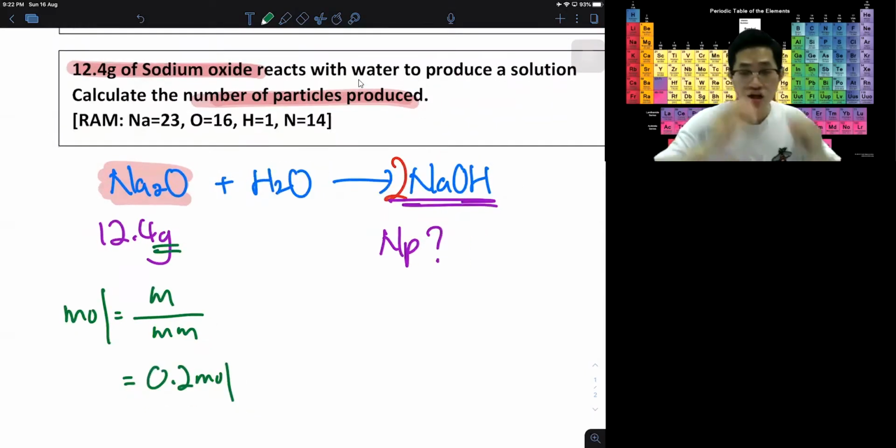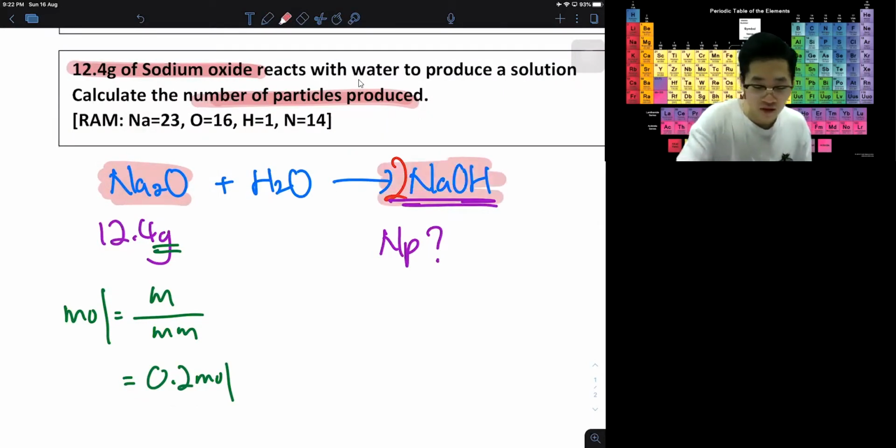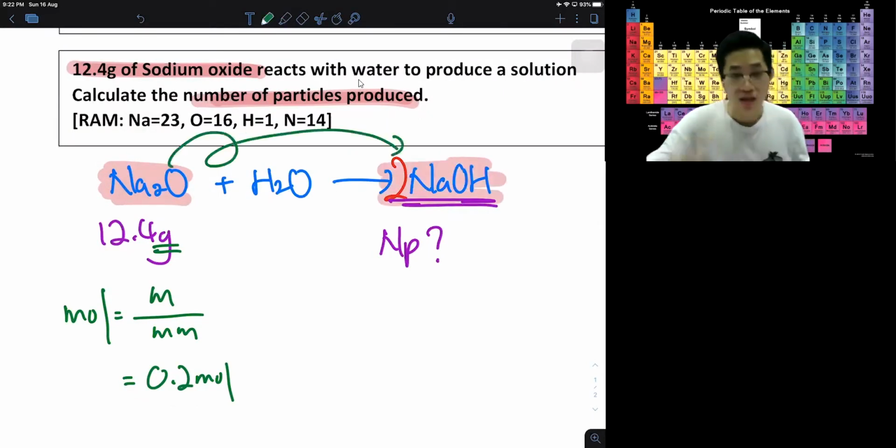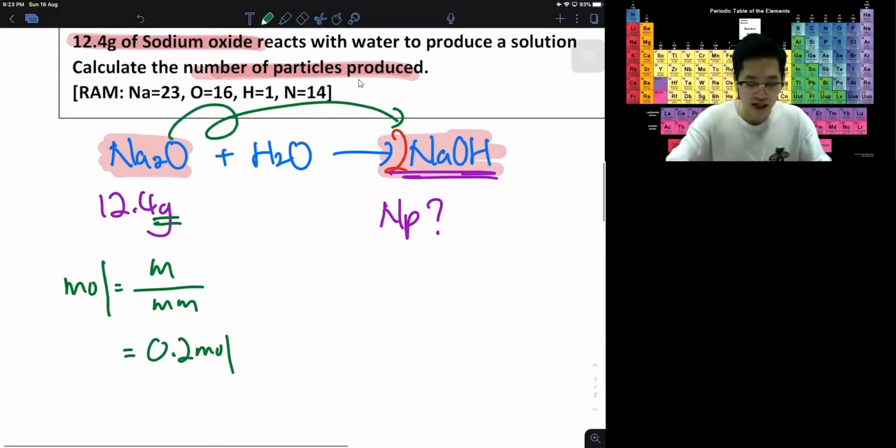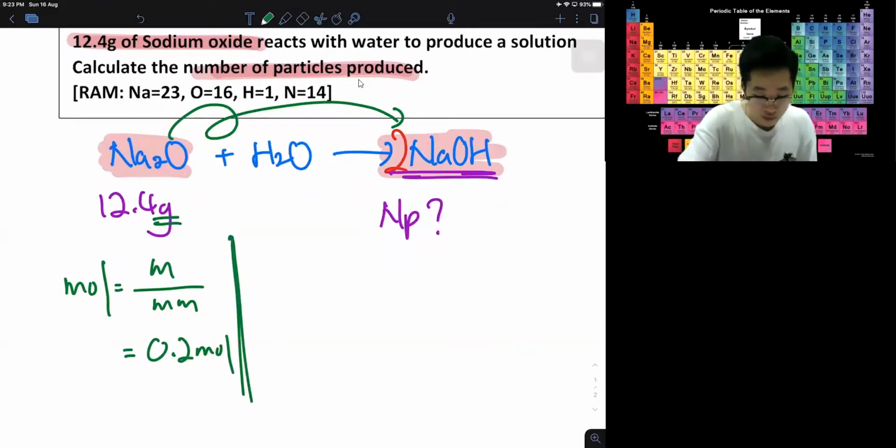But then, because there are two different substances, you have to jump from the answer here to what you want to find. I want to find NaOH. How can I perform this step to jump over to the other side? The ratio.